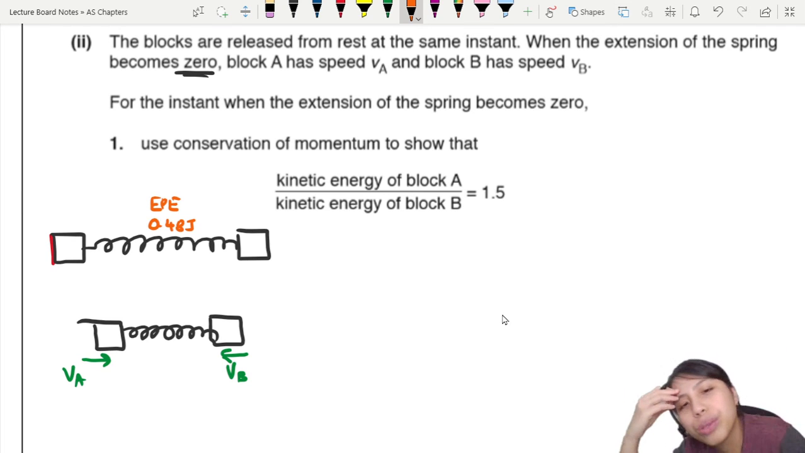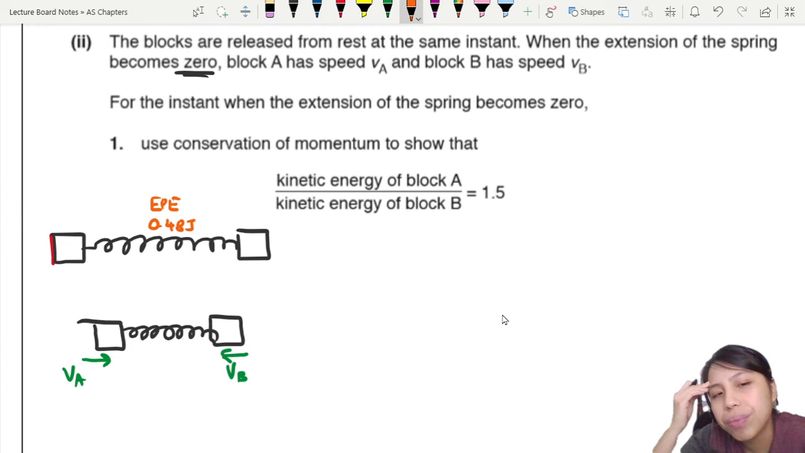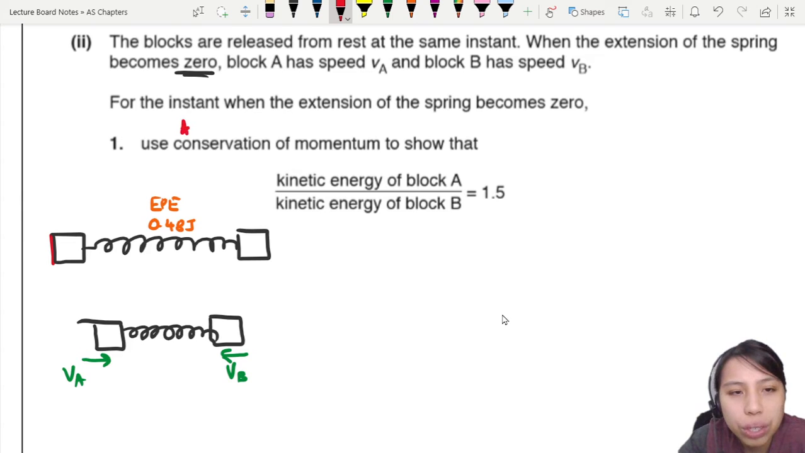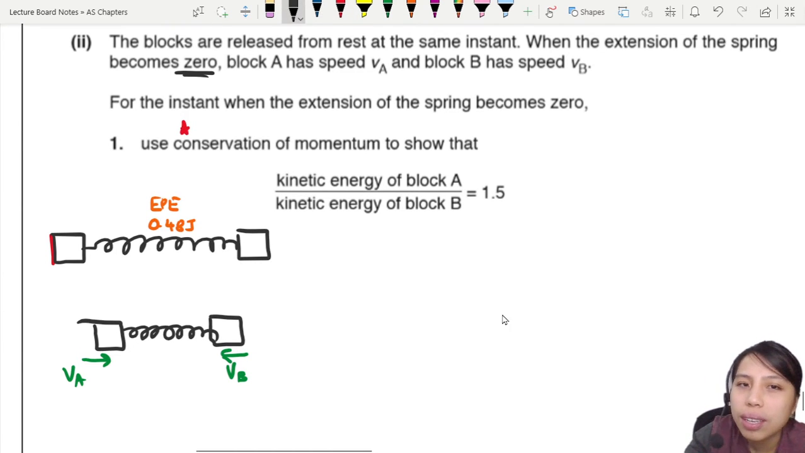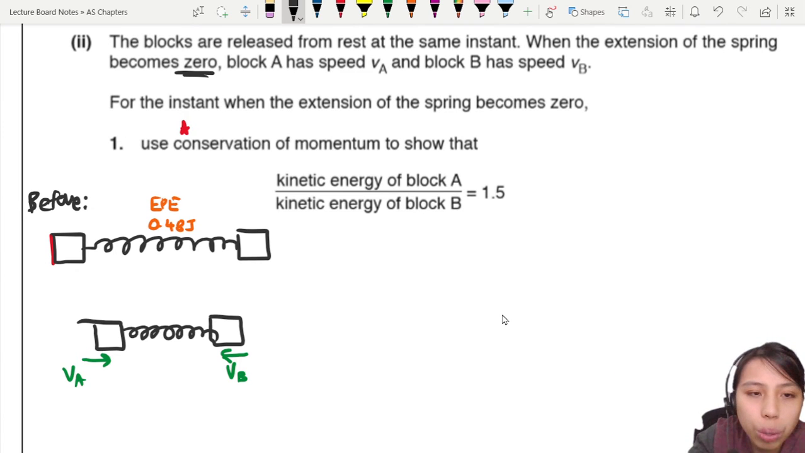If you're not sure where to start, we know the hint they give us is use conservation of momentum. What kind of conservation of momentum is this? This is the before scenario. It's like an explosion. Everybody is calm. Is there any momentum here? No. So the total momentum is 0.